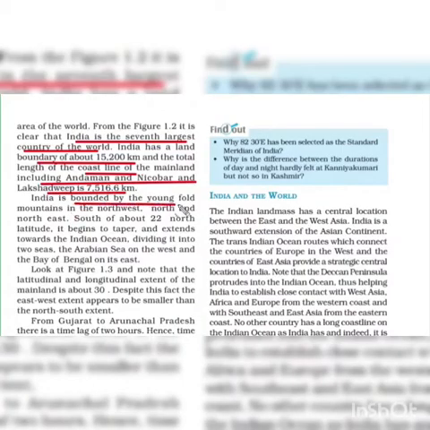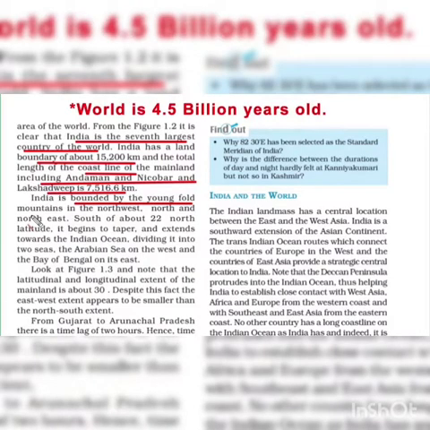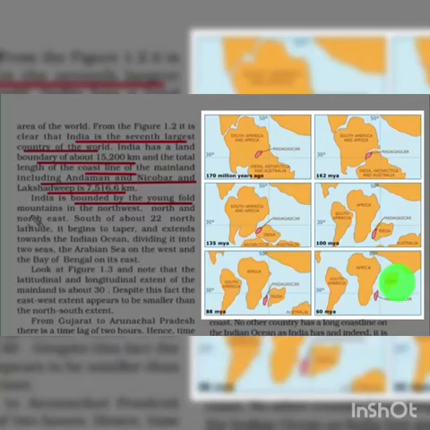So in the northwest of our country, we have young fold mountains called the Himalayas. And the reason it is called young is because it was formed 50 million years ago, when the Indian plate collided with the Eurasian plate. So before that, India was a large island connected to the Australian coast.